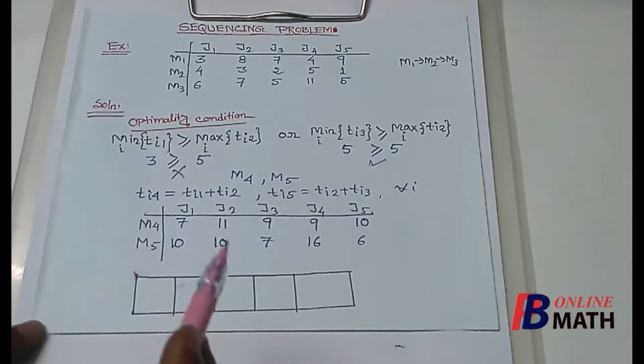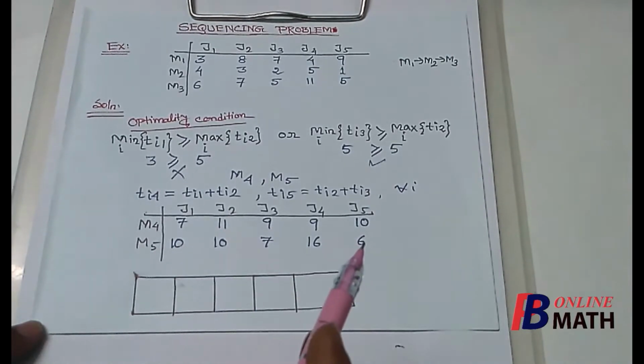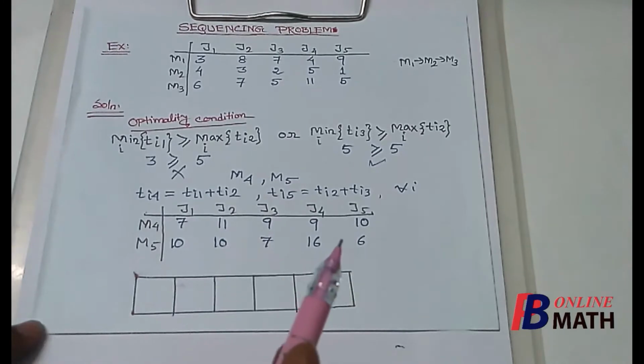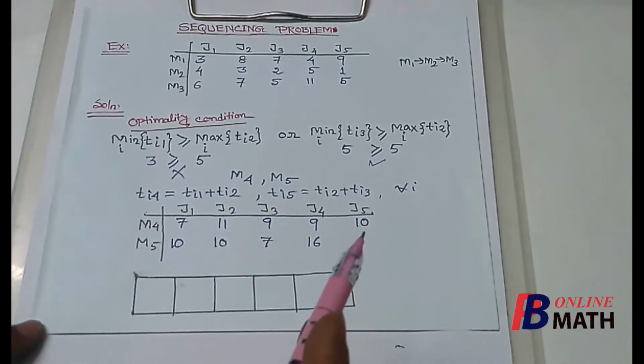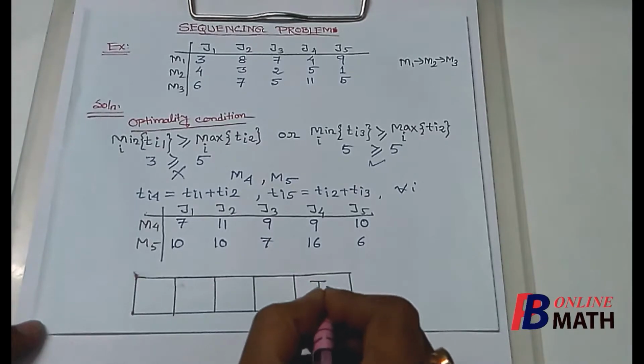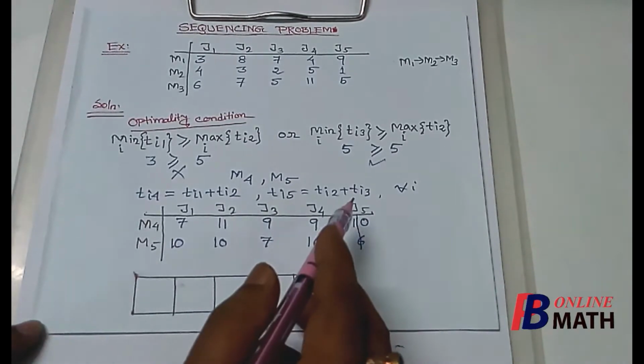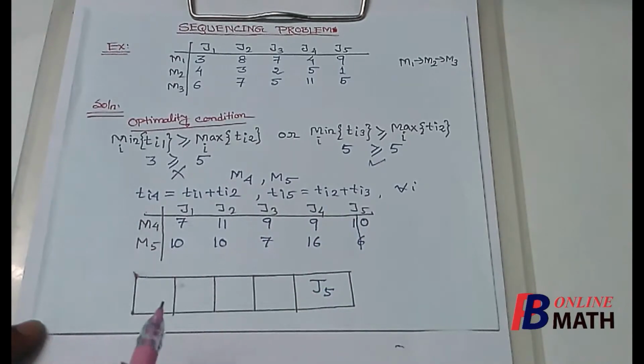For that we have to find the minimum element among these 2 rows, and we find that the minimum element is 6, which appears in the second row for the fifth job. That means by the rule this job must be placed last in the sequence, because the minimum element appears in the second row. So we place the fifth job last in the table. Now we may discard this job.